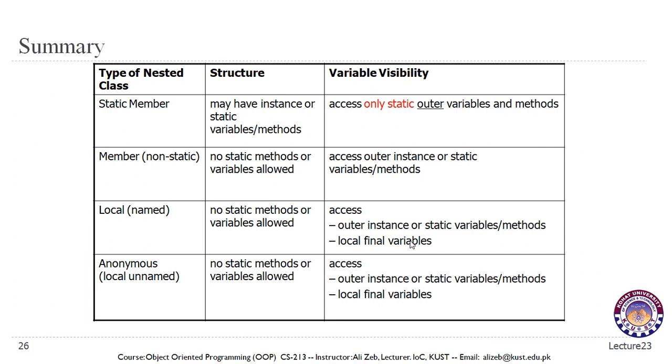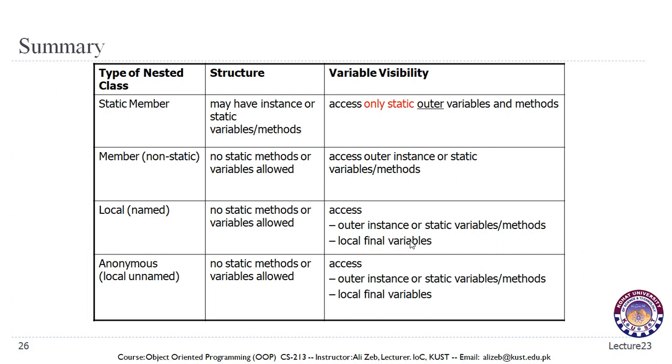The structure of a static member class may have instance or static variables and methods, and can access only static outer variables and methods. Member or non-static nested classes cannot declare static methods or variables, and can access outer instance or static variables or methods, so they can access the static members from the outer class as well as the instance variables.